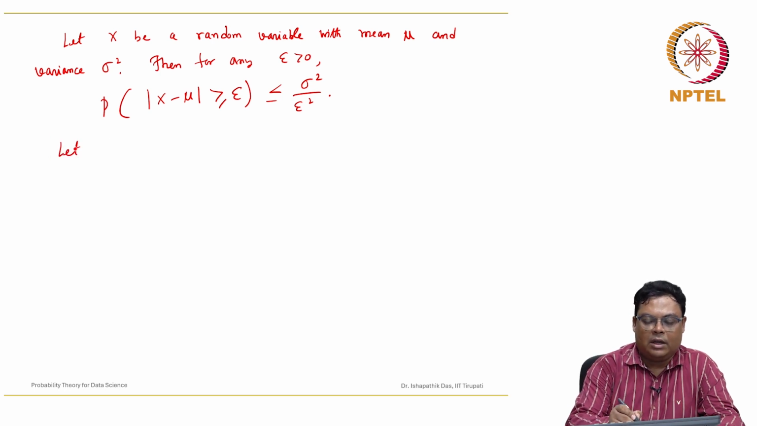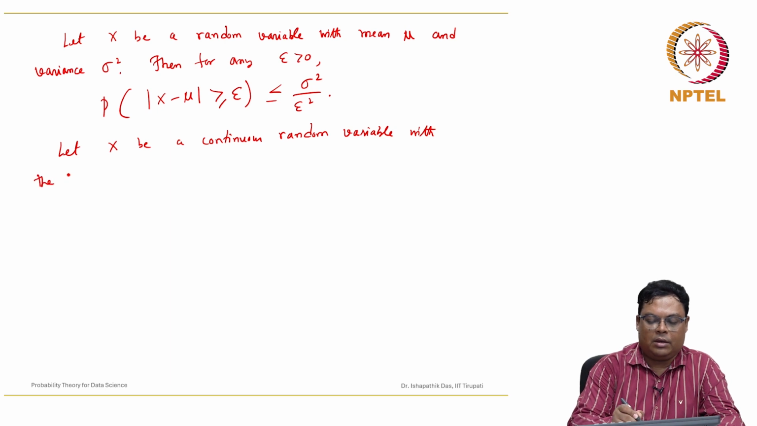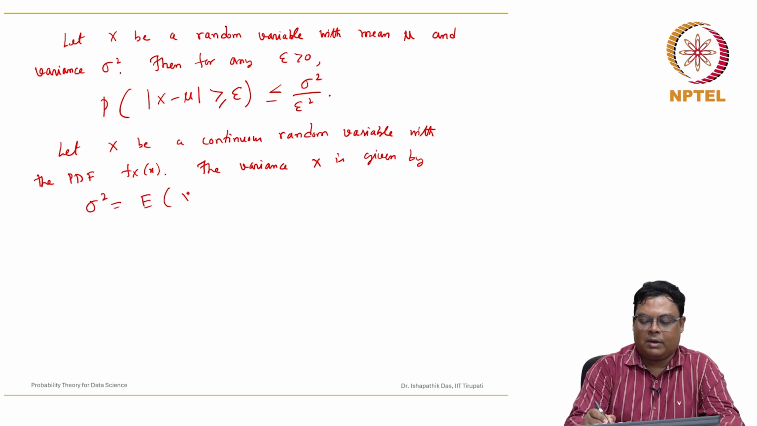So let X be a continuous random variable with the probability density function f(x). Then what is sigma square? The variance of X is given by sigma square. By definition, this is nothing but the expected value of (X minus mu) whole square, where mu is the mean.